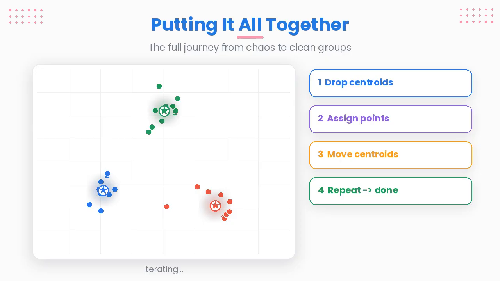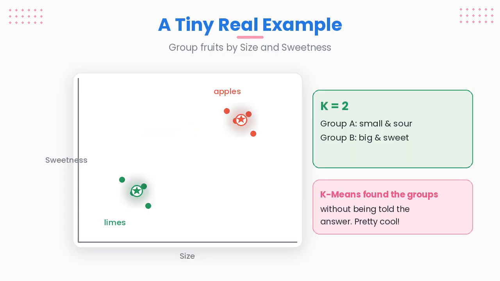That's K-means in action. Here's a tiny real example, grouping fruits by their size and their sweetness. We set K to 2. K-means discovers 2 natural groups, the small, sour fruits like limes over here, and the big, sweet ones like apples over there. And the best part, it found those groups entirely on its own, without ever being told the right answer.